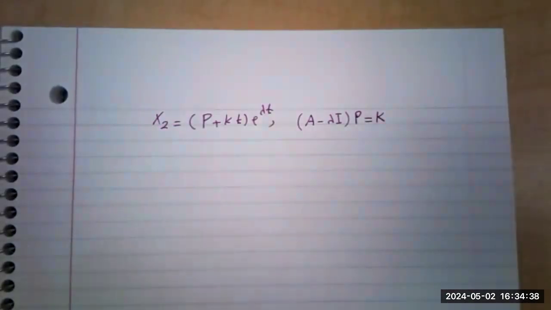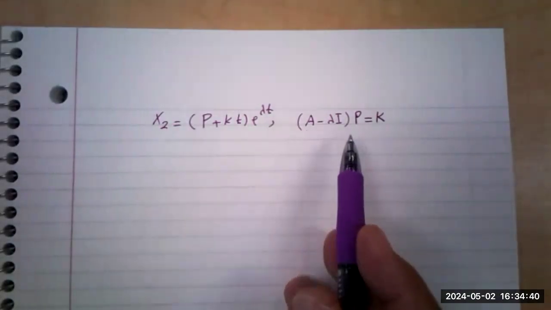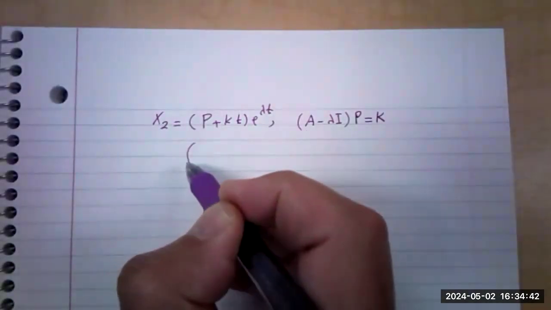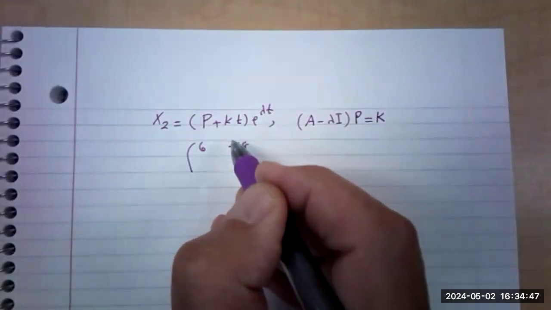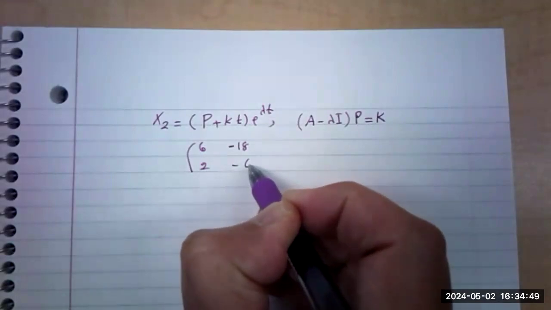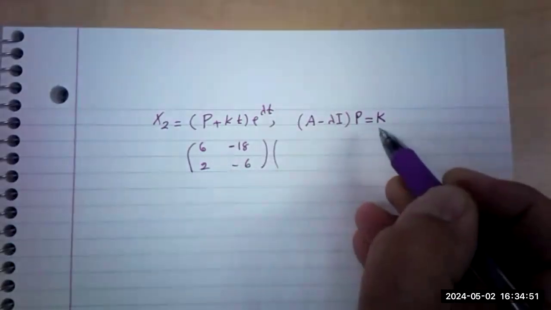So go back again to whatever we did before. A minus lambda I, remember, is this matrix: 6, -18, 2, -6. At this time, you have to multiply by p.